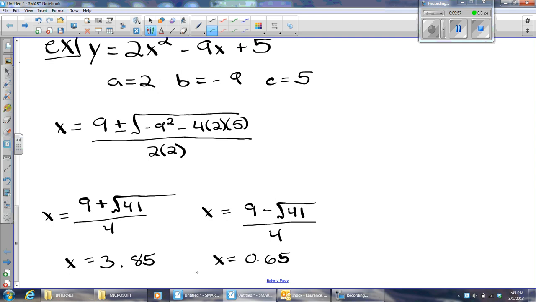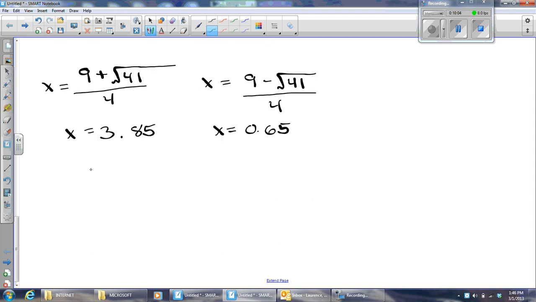So if we were to plot these points, here, let me write it down. One point would be (3.85, 0), and this point would be (0.65, 0). These are our roots.